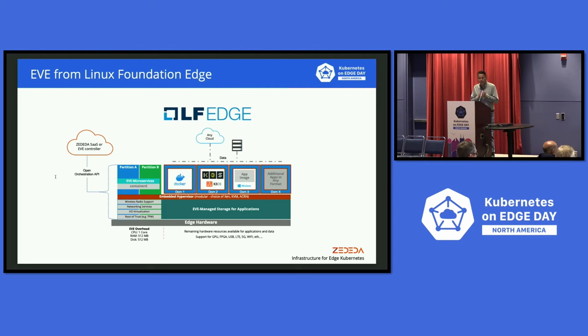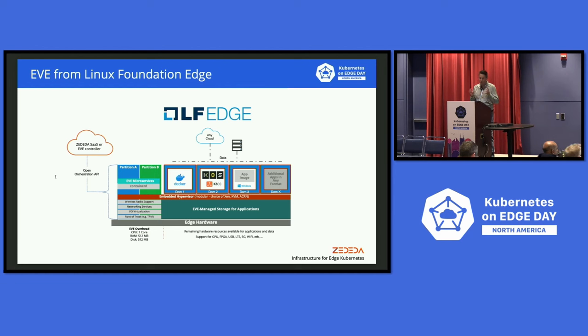The first is it runs a couple partitions, so when you do upgrades or when you change anything on the stack, you can always fail back to a known well state. Very important when your device is in the middle of nowhere and you don't want to send an IT person out there. It also includes an embedded hypervisor, so you can run all types of workloads, including Kubernetes clusters, and it has a really good security story for devices outside the data center.